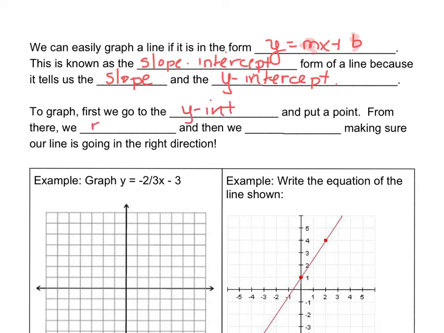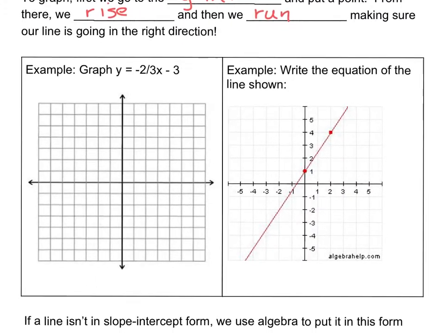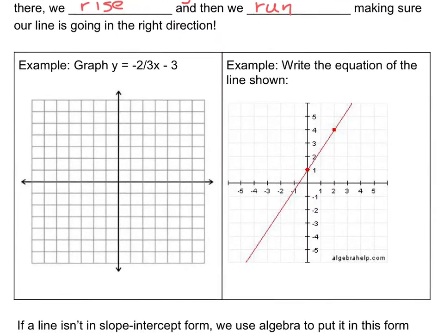From there, we're going to rise and we run, making sure our line is going in the correct direction, remembering left to right going up is positive slope, left to right going down is negative slope. So here's an example. I want you to graph the equation y equals negative 2/3 x minus 3. So on the graph, first thing I do, I look for that y-intercept. In this case, it's negative 3. So on the y-axis, I'm going to go down 1, 2, 3, and put a point at negative 3.